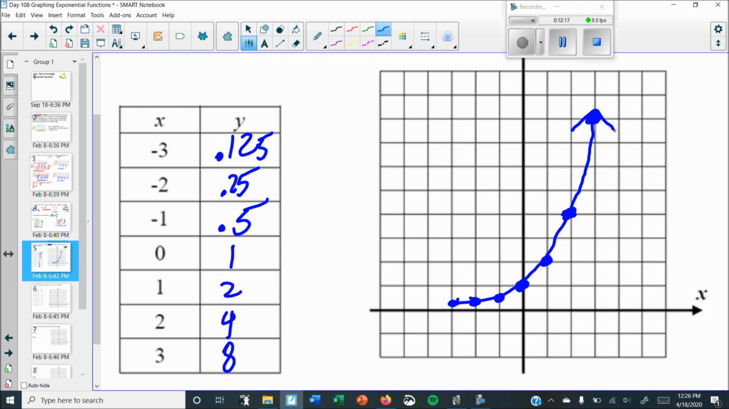Now, draw arrows, draw arrows. The arrowhead can touch the line, but the curve can't, okay? So if you're like, oh my God, but it's touching, the arrowhead can. And then don't forget to label y equals 2 to the x.